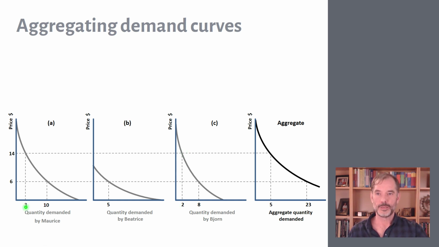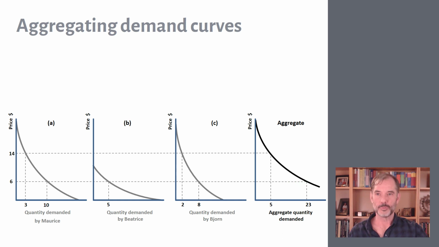So I add 3 for Maurice and the 2 that Bjorn would consume, and essentially I create a new demand curve that adds those together. At a price of 14, I'm adding the 3 plus the 2, and I get this new value of 5. Similarly, down here, I'm constructing this aggregate demand curve by adding horizontally across these other demand curves. So at a price of 6, Maurice is in for 10. Beatrice, now that's a price she's willing to pay, so she'll take 5, and Bjorn wants 8, so that adds up to 23.